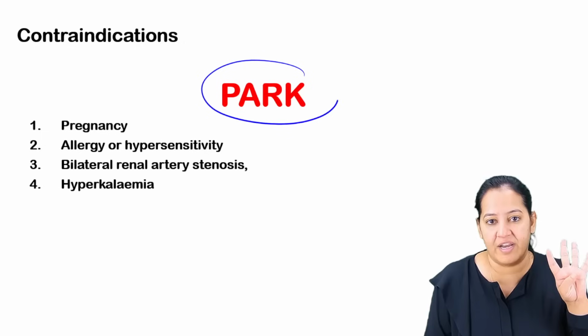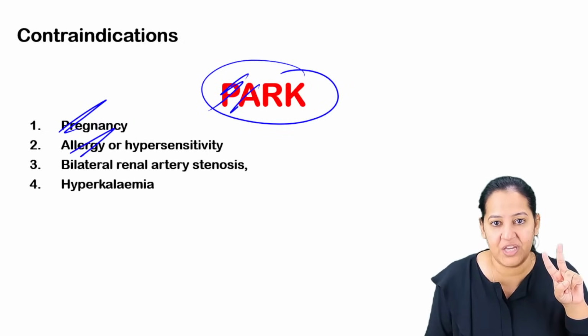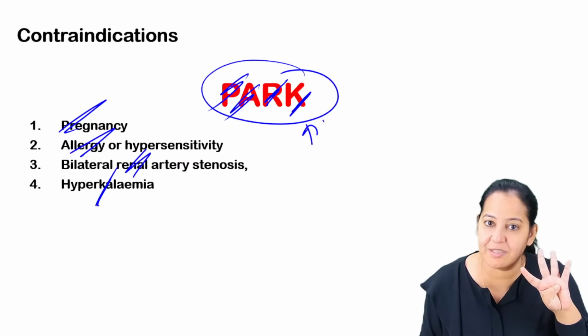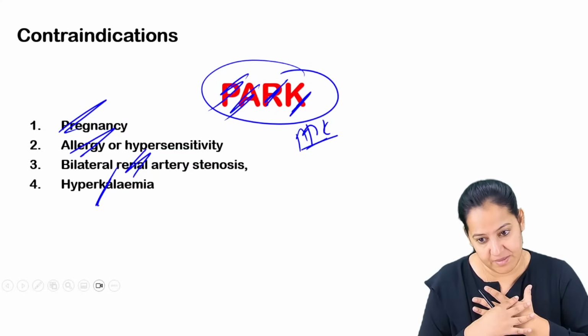And there are 4 contraindications. The mnemonic is PARC. P: never give it in pregnancy. A: never give it in allergy. R is renal artery stenosis. And K is hyperkalemia. Never give it if the potassium is already high, because it further increases the potassium and the patient can have arrhythmia. Say yes.